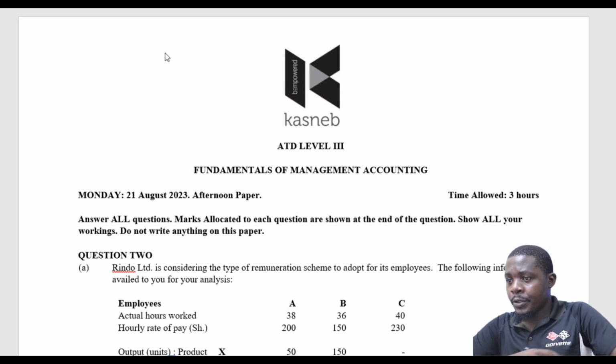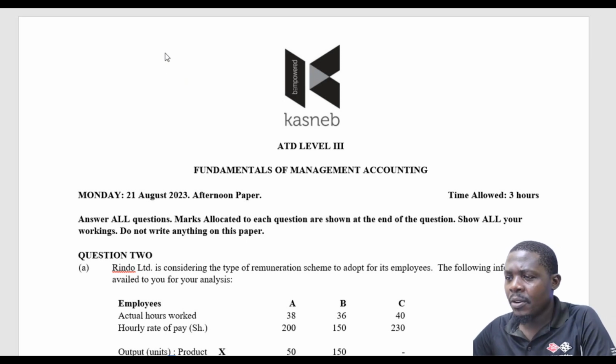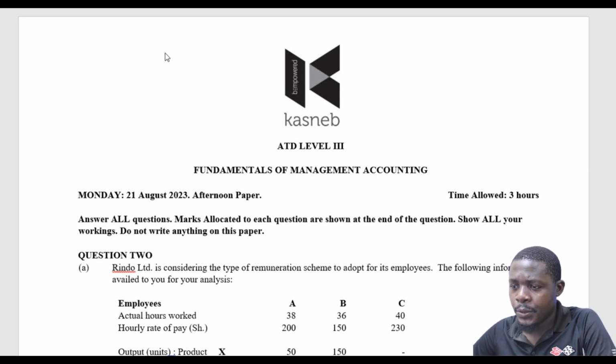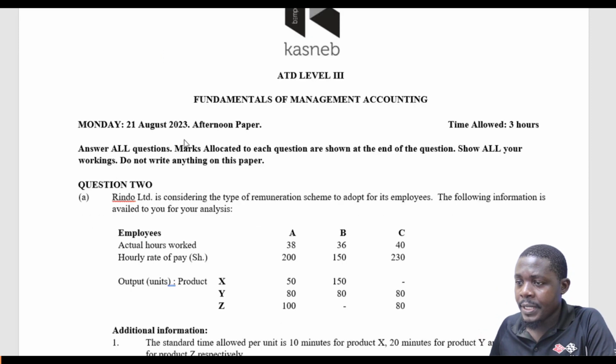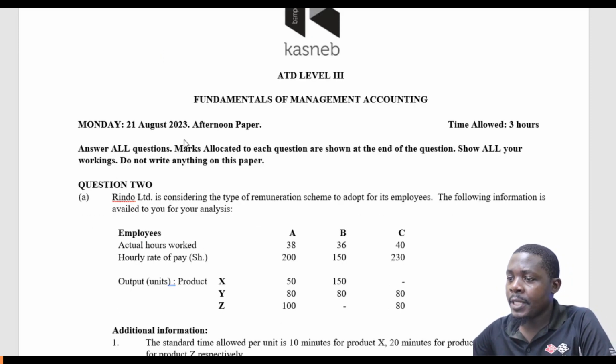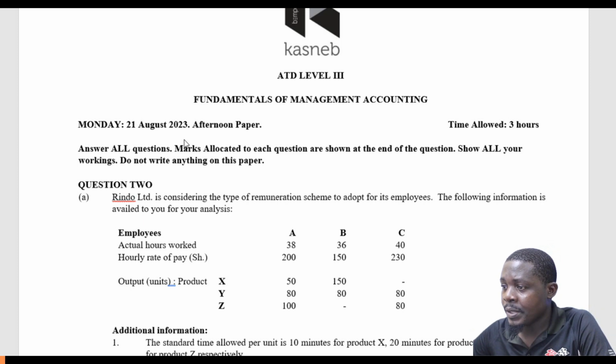Fundamental Management Accounting, August 2023, question number 2. It reads, Rendo Limited is considering the type of remuneration scheme to adopt for its employees. The following information is available to use for your analysis.